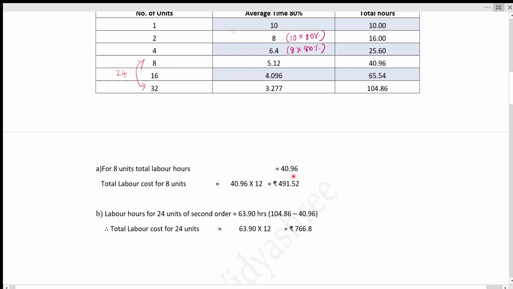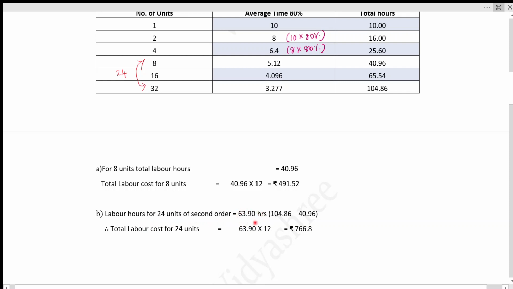So let's calculate the labor cost. In the question itself, the rate is given. Labor cost per hour is given, that is 12. So take the hours and multiply by the per hour rate, that is Rs 12. You get the cost, that is 491.52. So let's calculate for 24 units in a similar manner. Labor hours for 24 units of the second order is 63.90 hours.